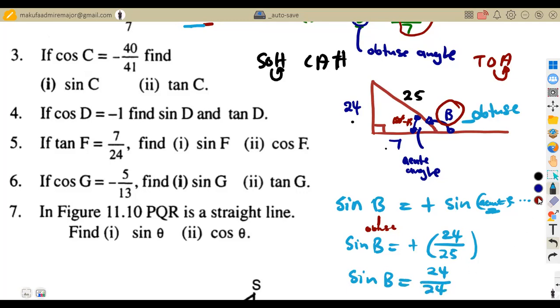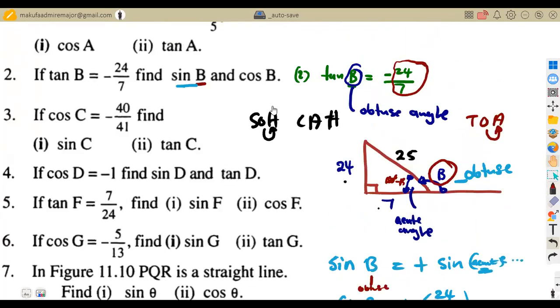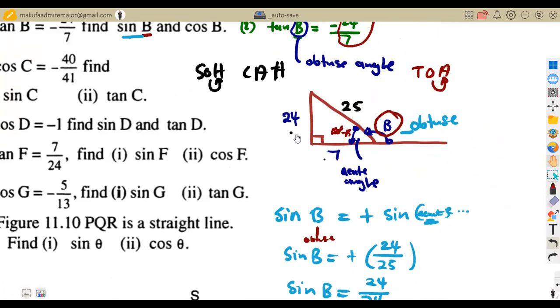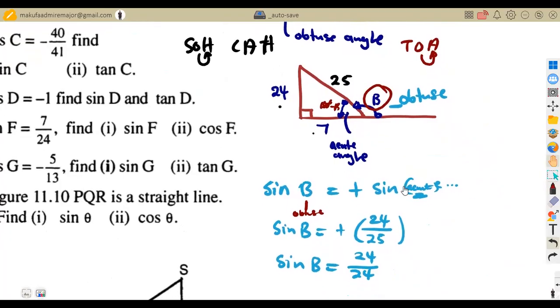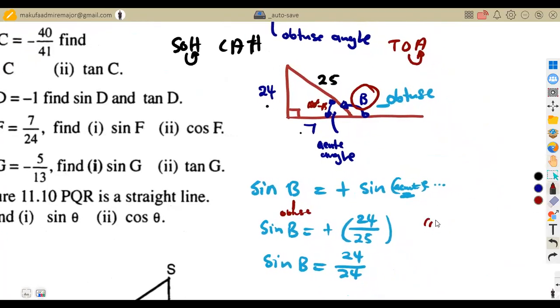We move on to the other value that we are given, which is the cosine of B. What is going to be the value for cos B in this case? B is an obtuse angle, and for obtuse angles, only sine is positive. This is 25 here, not 24, 25. So for the obtuse angles, we said only sine is positive. Cos is a negative. So our cos here is going to be a negative.